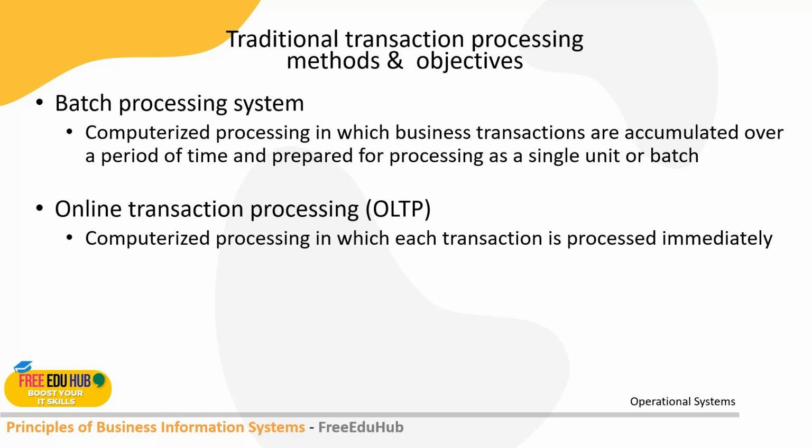So we can say in batch processing, there is some delay between an event and the eventual processing of the data related to the transactions and updating the organizational results or the records. Now, after that, we have online transaction processing systems, which are computerized processing in which each transaction is processed immediately. It means that there is no delay. As soon as a sale is made, the payment will be processed and the payment would be transferred to the bank. Immediately, you'll get a notification on the screen that you have purchased the item and the purchase has been successful.